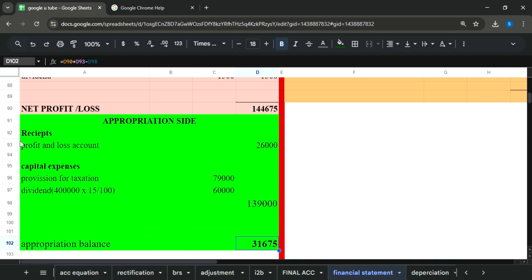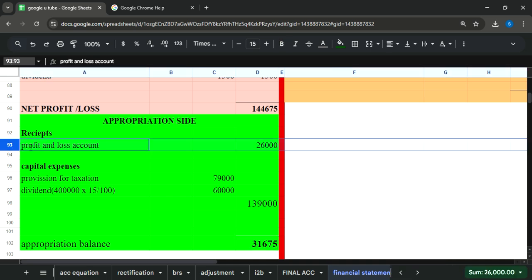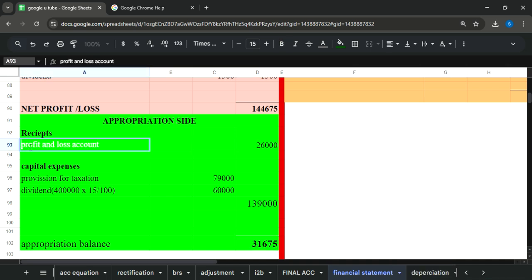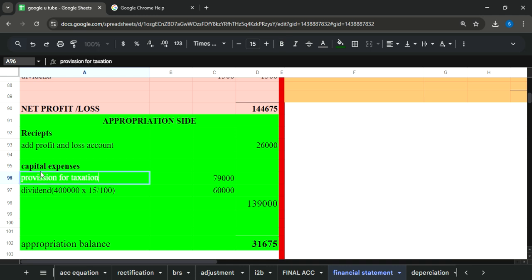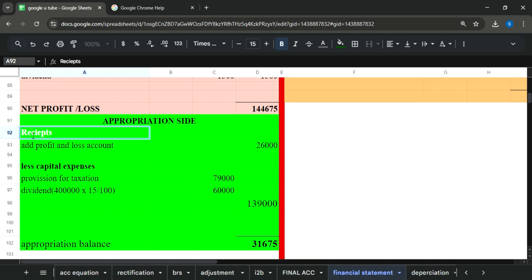I am going to tell you once again, this profit and loss which was related to the previous year would be added. So net profit, add previous year profit, and all capital expenses would be subtracted. So here you will mention these are going to be subtracted, and all receipts would be added.